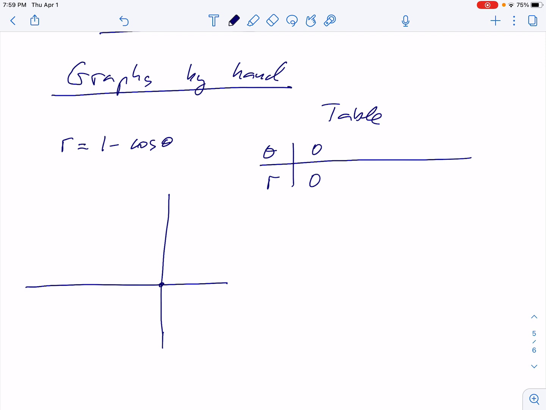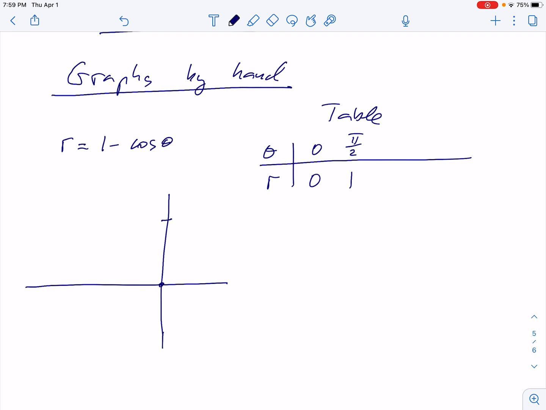Then we move counterclockwise, increasing theta. We move to pi over 2. That's a very natural point. Here cosine becomes 0, r becomes 1. This will be the maximum value when cosine becomes negative 1, this will be the maximum value. So let's do this.